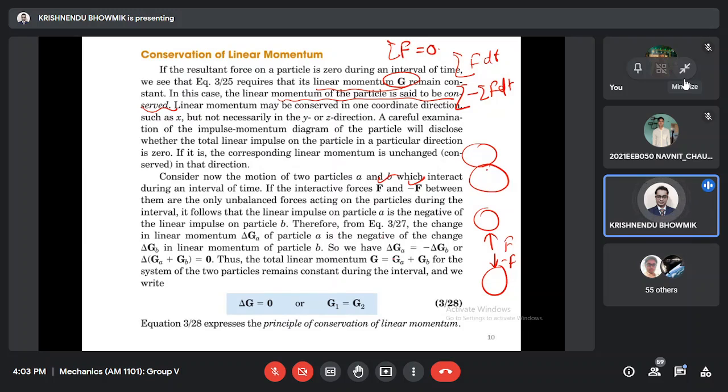That means initially, if it is particle 1 and particle 2, then G of A plus G of B will be the same as G after. It will be no change. If I consider only one particle, G1 will be equal to G2. And that is the expression for the principle of conservation of linear momentum.